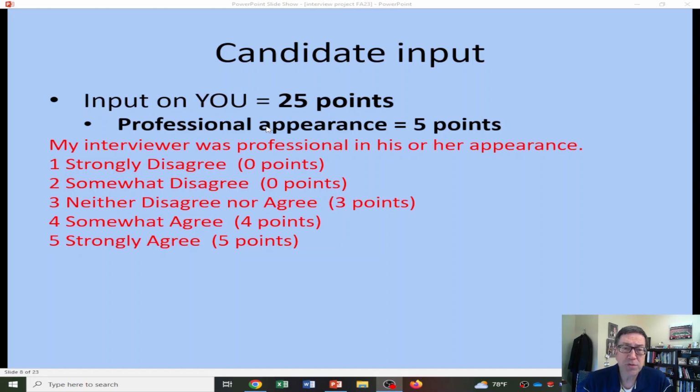And that's worth 5 points or 4 points or 3 points. If they disagree, if you wear a t-shirt, you're not going to get any points for that. And 0 out of 5 almost moves you down into the B range immediately. So make sure every time that you do an interview, you look professional.